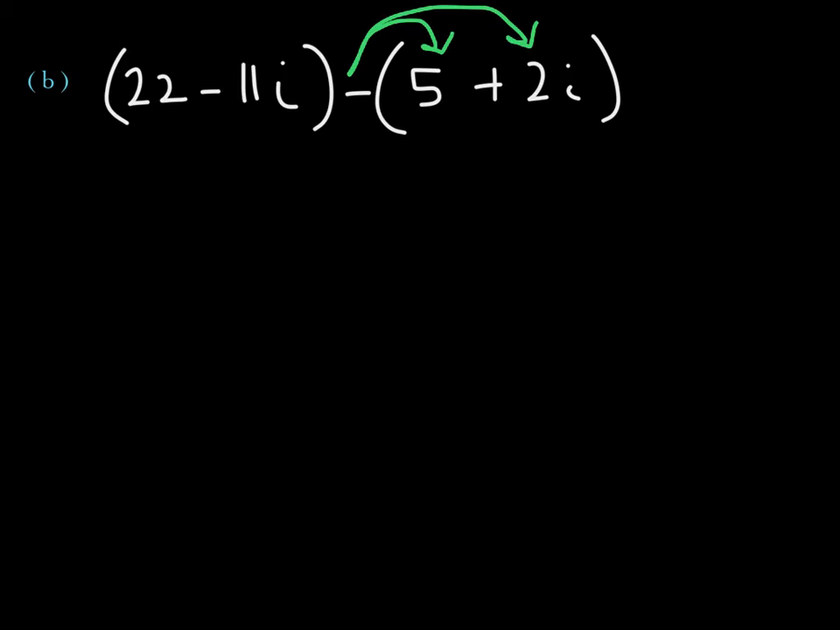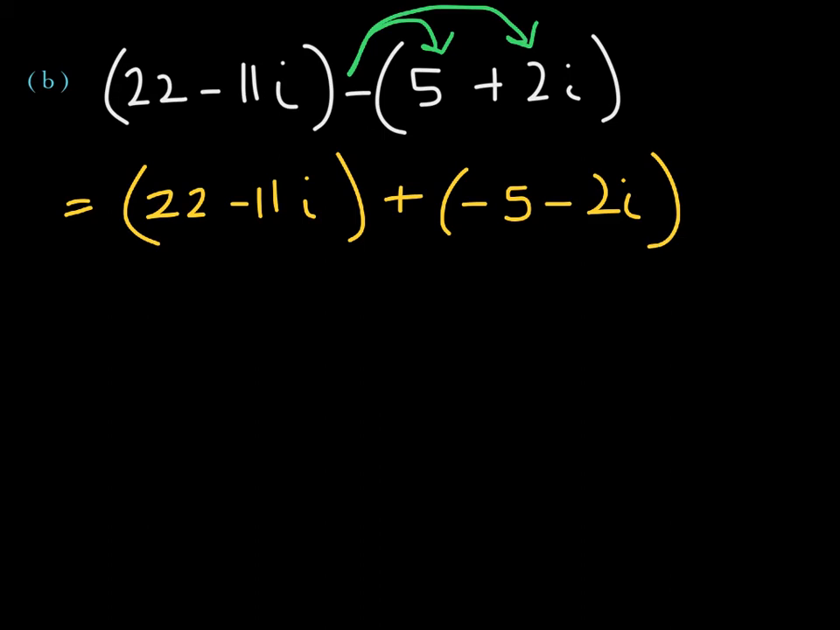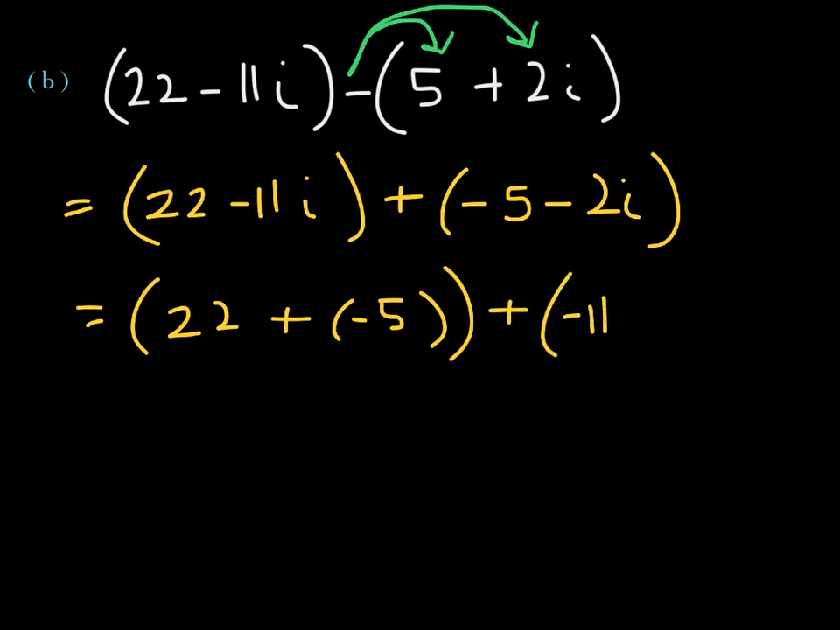So be careful. I've seen a lot of students make a sign error, so you may want to rewrite this as 22 minus 11i. Nothing changed there. But now this is addition of negative 5 and minus 2i. That's one way to do this. Now you're adding, so you're going to add the real parts together. Those are the real parts. And add the imaginary parts together. Don't forget the imaginary unit there.